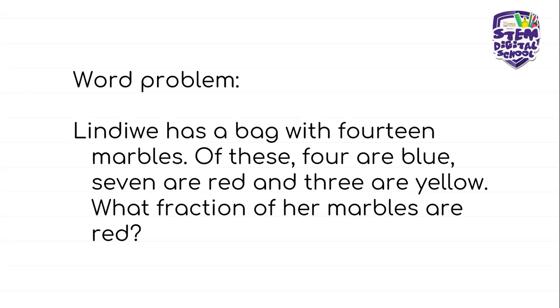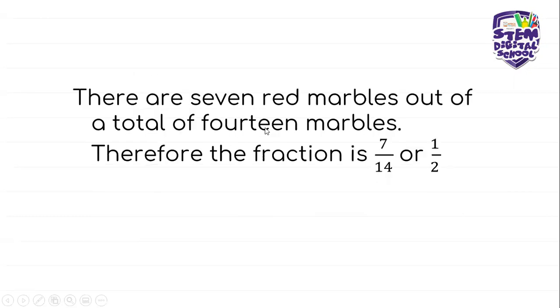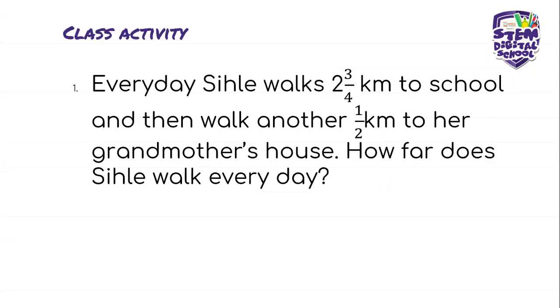Wonderful. So you simply take the fraction there, the red is 7, and then you know that in total there are 7 red marbles, and the total is 14. So therefore, the fraction is 7 over 14. And then if you simplify that, it can give you just half, or 1 over 2. So those are the fractions. And now we need to have this class activity.